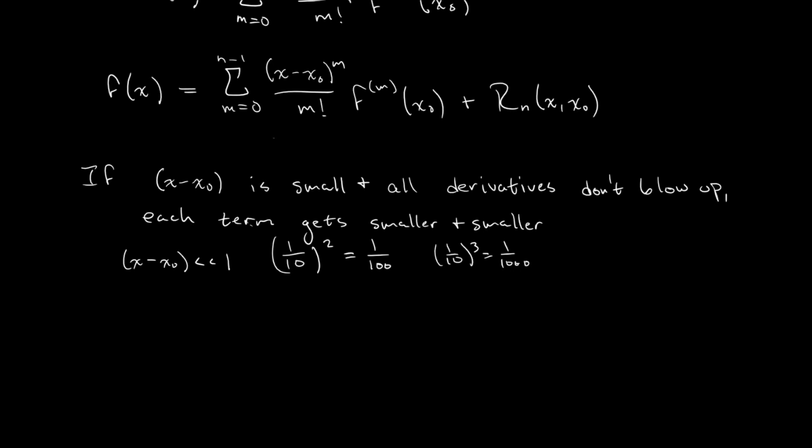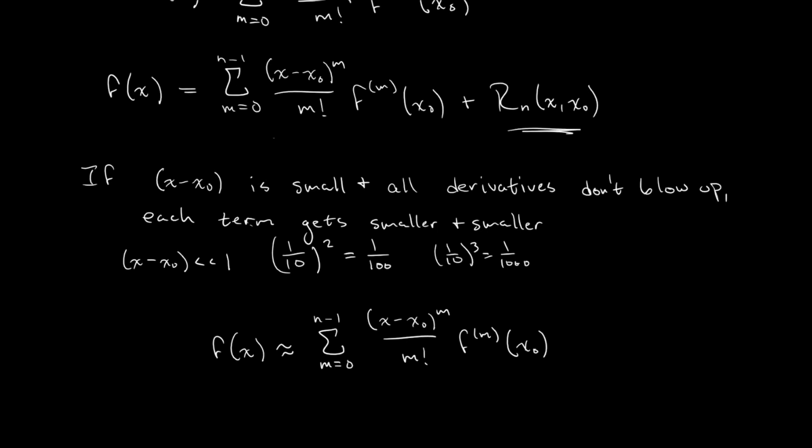Now, of course, there are going to be cases where this doesn't necessarily work, and I can't get rid of these. But as long as I'm looking at x's pretty close to x naught, I can just forget about this remainder. And so I can approximate my function as just this sum. The higher n I go to in this sum, the better the approximation gets. As I keep adding my smaller and smaller contributions, this remainder is going to become even smaller and smaller until I essentially get to zero when I take this sum all the way to infinity.